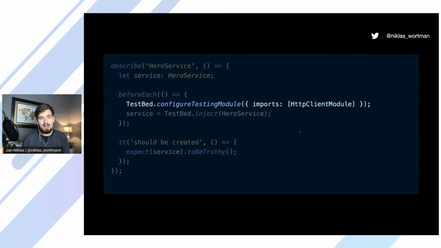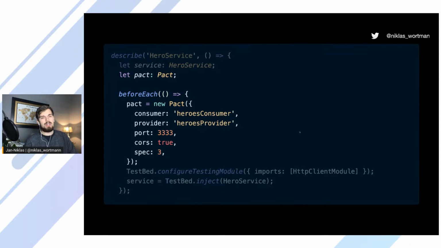What we now do for Pact testing is, in our configure testing module, we're importing HTTP client module. This is very important because usually you would import HTTP client testing module. But if you use HTTP client testing module, you would not perform real HTTP requests, which is normally the idea of unit tests. But in our Pact test, we know that the provider will be available as we spin it up within our test execution. So we can, and we have to, use HTTP client module here to perform real HTTP requests.